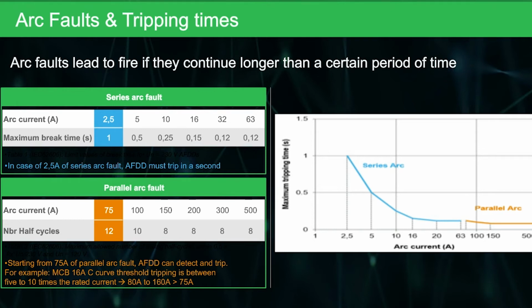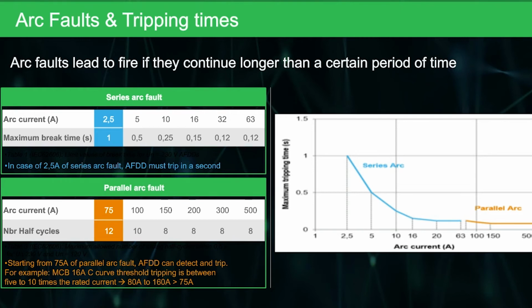MCBs won't see that because they can't trip that fast enough, and if it's in series, the MCB just thinks that it's part of the load. It doesn't see any difference. And an RCD won't see it because, again, if it's in series or it's just going from active to neutral, there's no loss of current to an earth anywhere, and therefore it's still balanced internally on the RCD and it won't trip. So parallel arcs, we get up into the higher current.